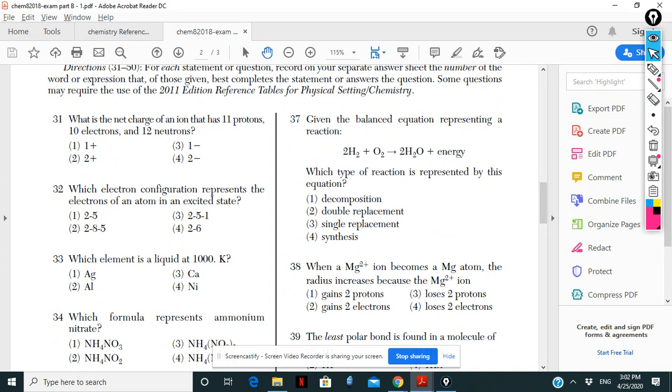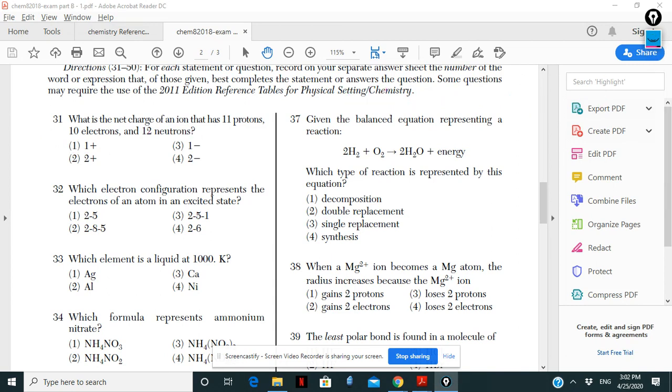So for my calculation, the neutron is out of my calculation. Protons are positive and electrons are negative. So positive 11 plus negative 10 gives me +1. So the answer is number 1.